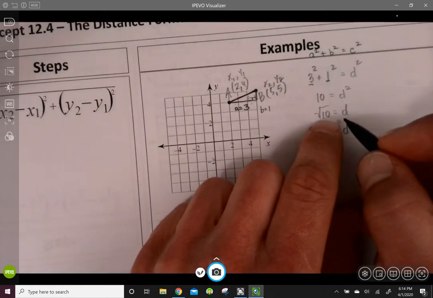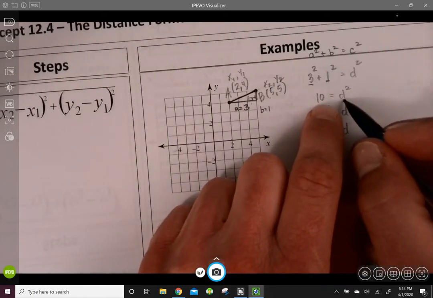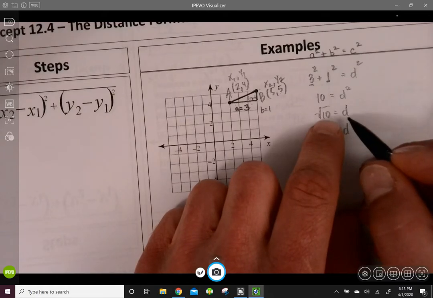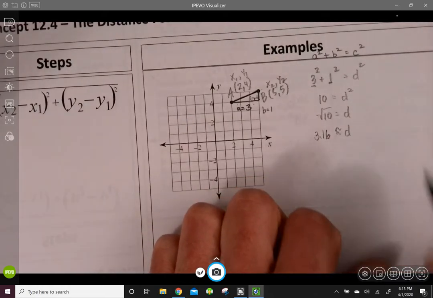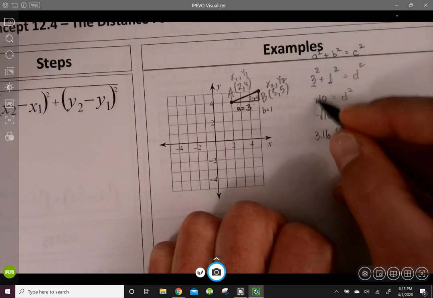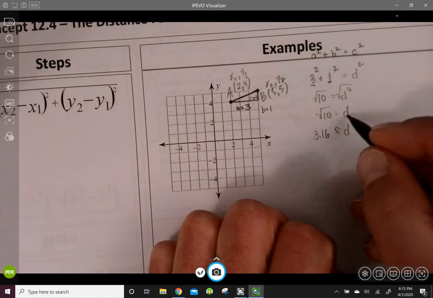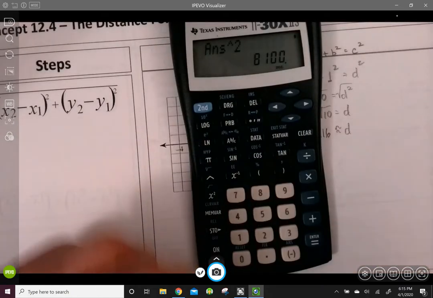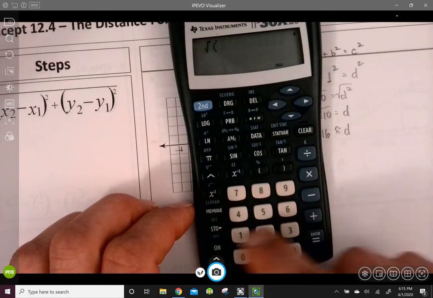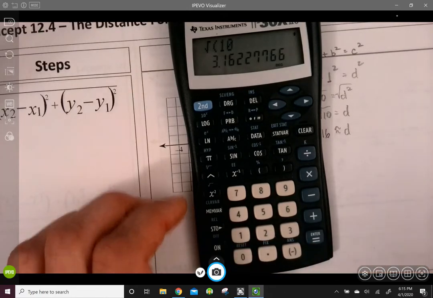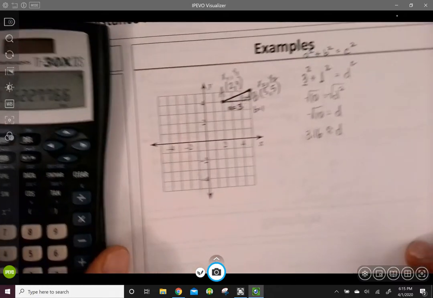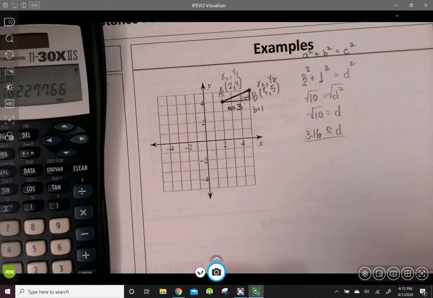So if 10 is equal to D squared or C squared, then the square root of 10 is equal to D. Right, if I take the square root of both sides, then I get D equals the square root of 10. And the square root of 10 is approximately 3.16227766. Okay, so that would be the length of that line segment.